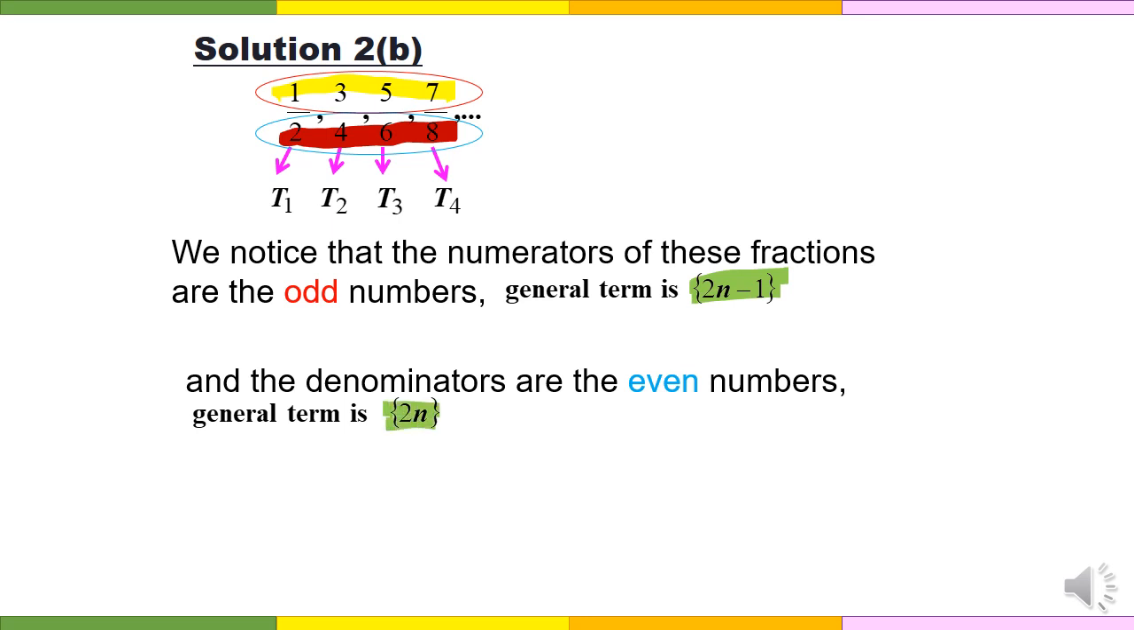So what we can write down as the Tn, the nth term, should be 2n minus 1, which is the odd number, divided by 2n, which is the even number. And because we have the dot dot dot after the last term here, it means that we will continue to infinity. So that's why it starts from n equal to 1 to n equal to infinity.